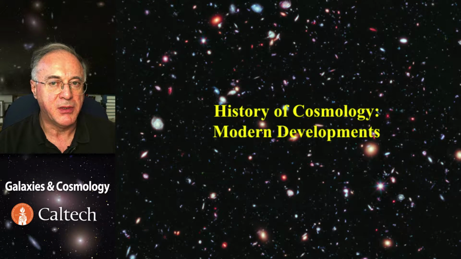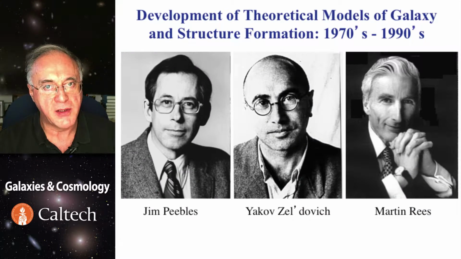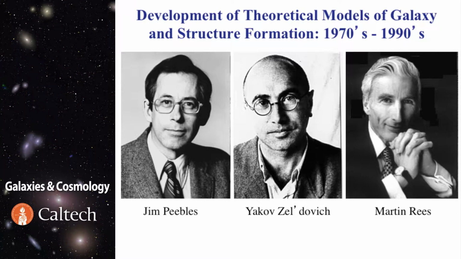Let us now complete this brief survey of the history of cosmology with some more modern developments. Remember that by the 1970s it became clear that galaxy formation and evolution must play an important role and must be understood before we can actually map out the universe. And both theoretical and observational advances were made. Three theorists deserve special mention: Jim Peebles in the United States, Yakov Zeldovich in the former Soviet Union, and Martin Rees in the United Kingdom.